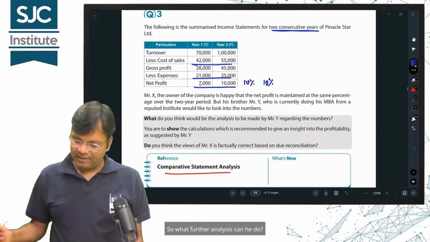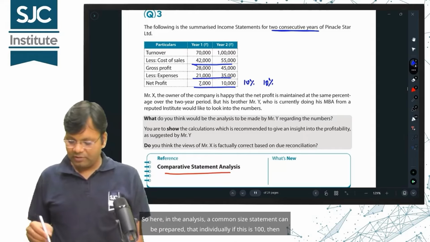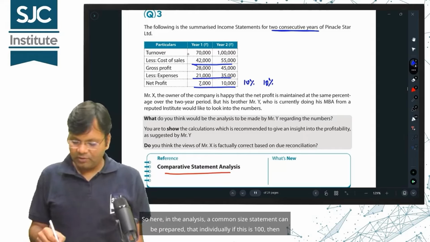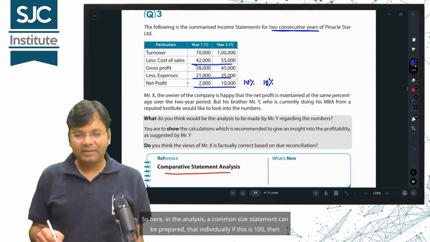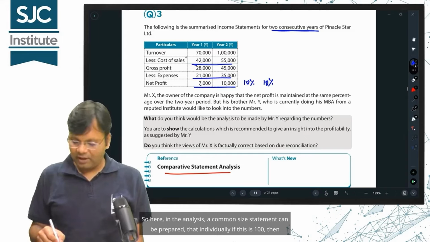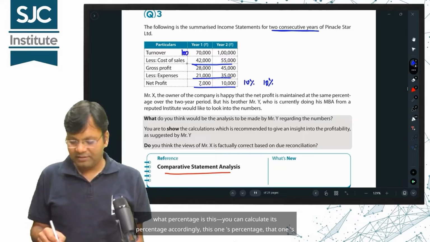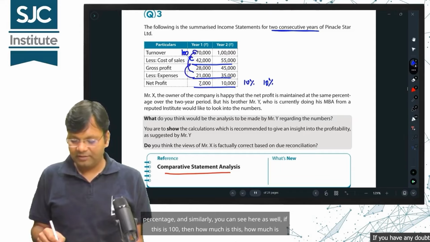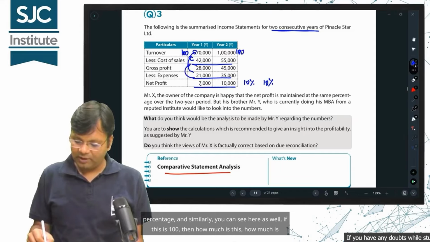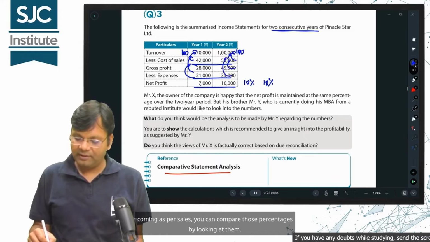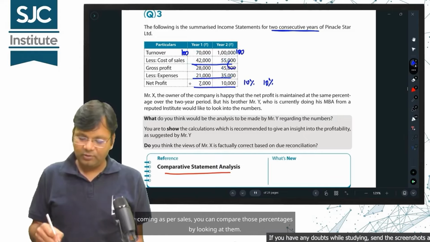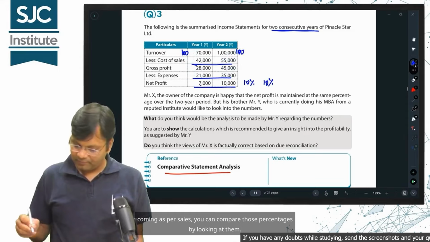So what further analysis can he do? Here, in the analysis, a common size statement can be prepared: individually, if this is 100, then what percentage is this? You can calculate its percentage accordingly, this one's percentage, that one's percentage, and similarly here as well, if this is 100, then how much is this? How much is coming as per sales? You can compare those percentages by looking at them.